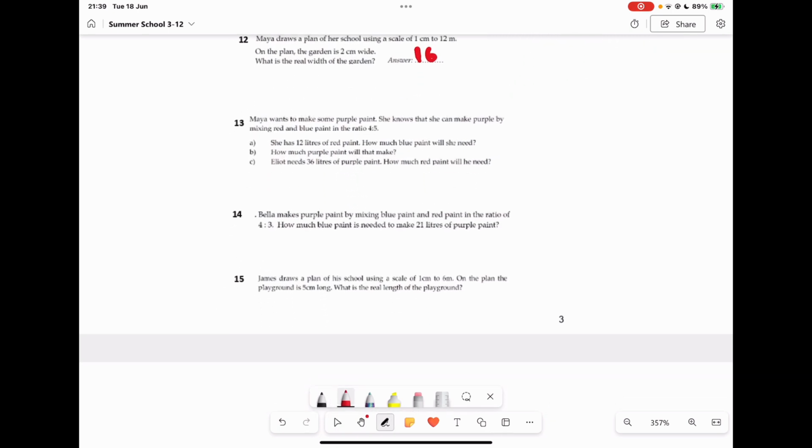Question 13. Maya wants to make some purple paint. She knows that she can make purple by mixing red and blue paint in the ratio 4 to 5. So we can note that down, red to blue, 4 to 5. And A, she has 12 litres of red paint, so how much blue paint will she use? We can just multiply by 3 to get 15 litres. So 15 will be the answer to part A.